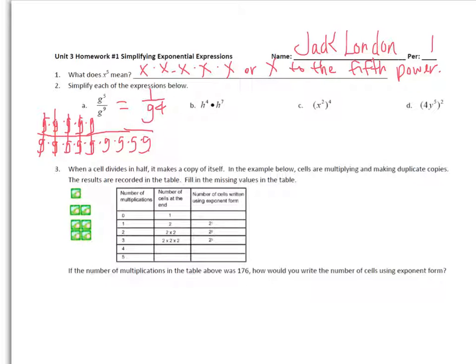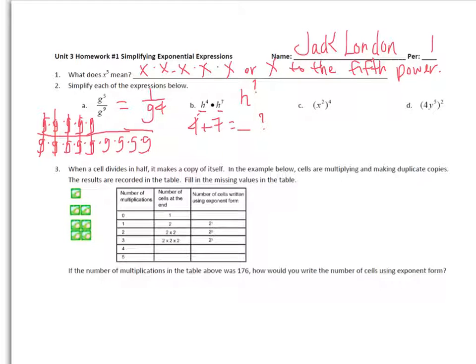Over here on B, we have h to the fourth times h to the seventh. Remember, you can add exponents to get their total. So what is 4 plus 7? The answer goes right up here. H to the what power?